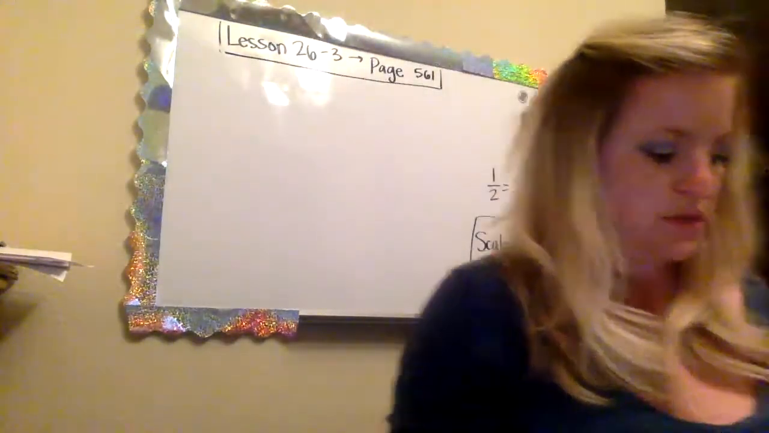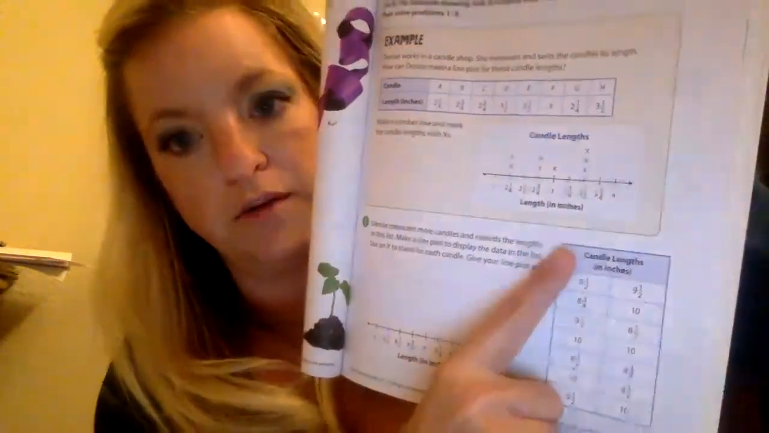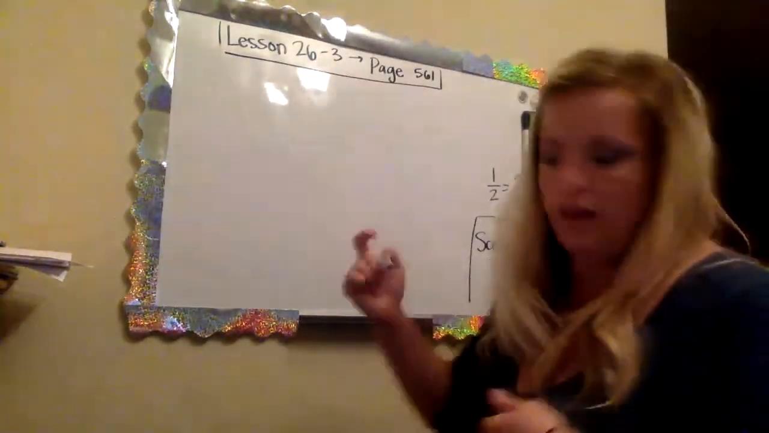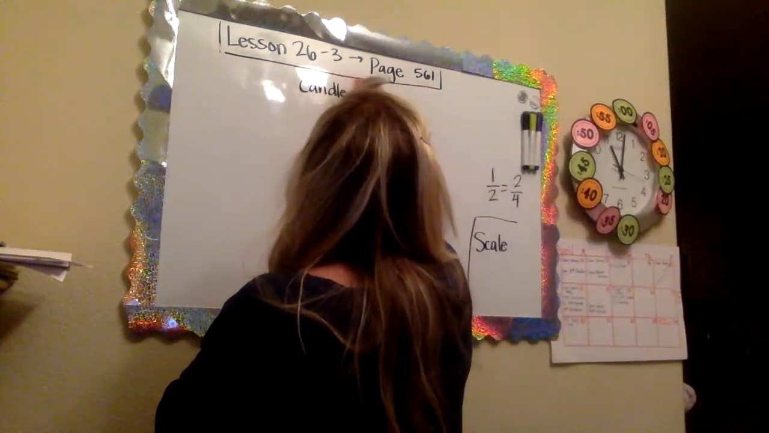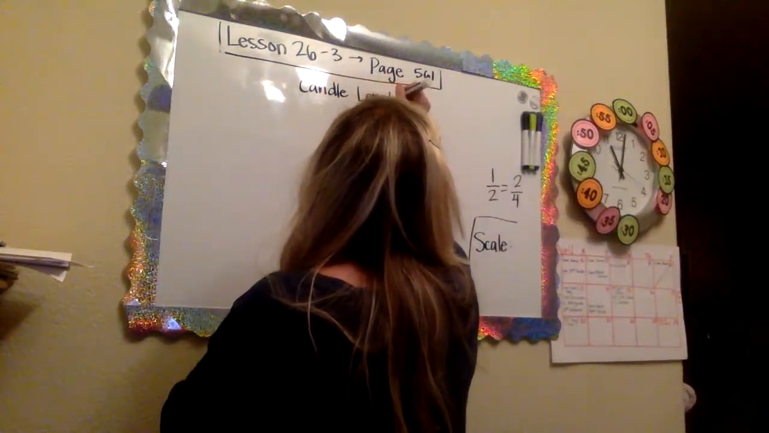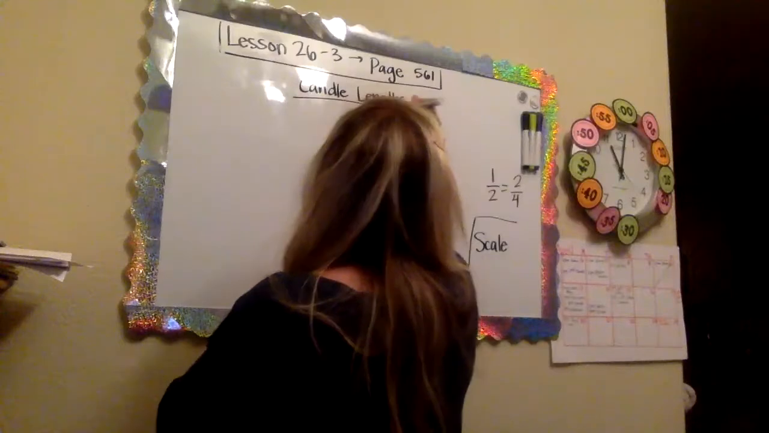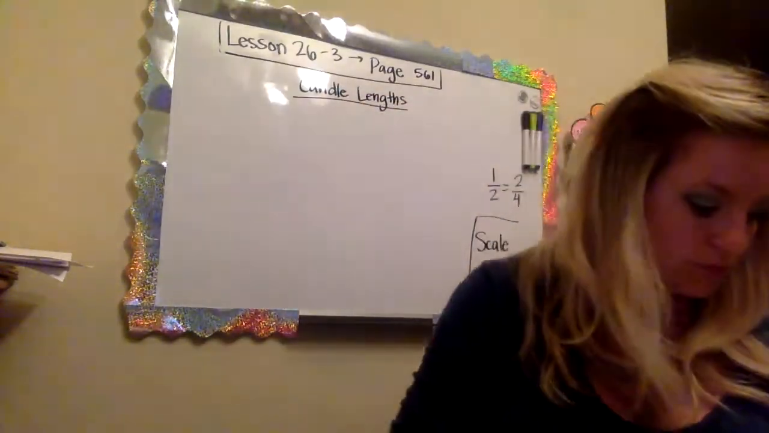It says, Denise measures more candles and records the length in the list. Make a line plot to display the data in the list. Use an X to stand for each candle. Give your line plot a title. So again, you're going to pull your title right from the table. So your title is going to be candle lengths. That's going to go on those blue dots above your title.